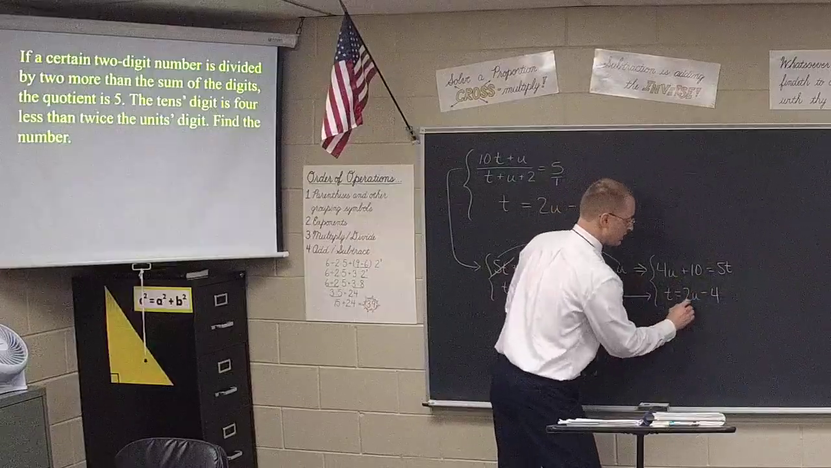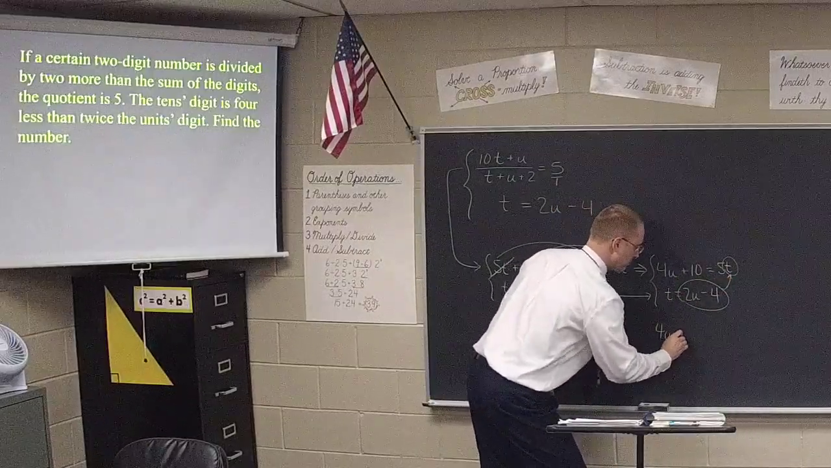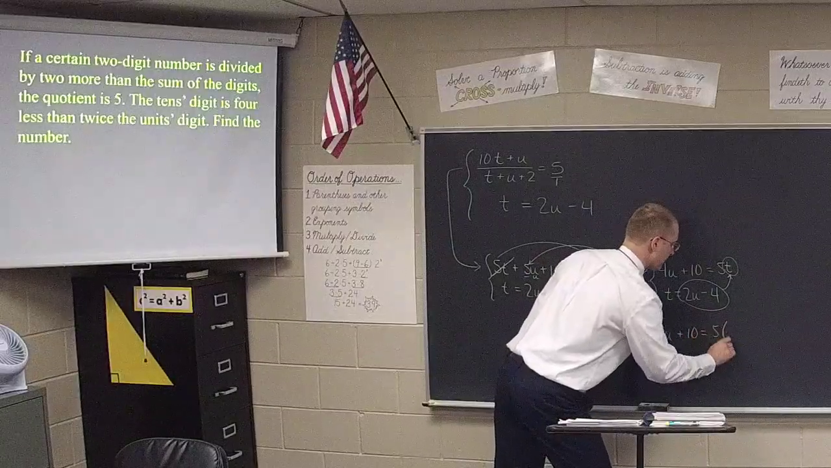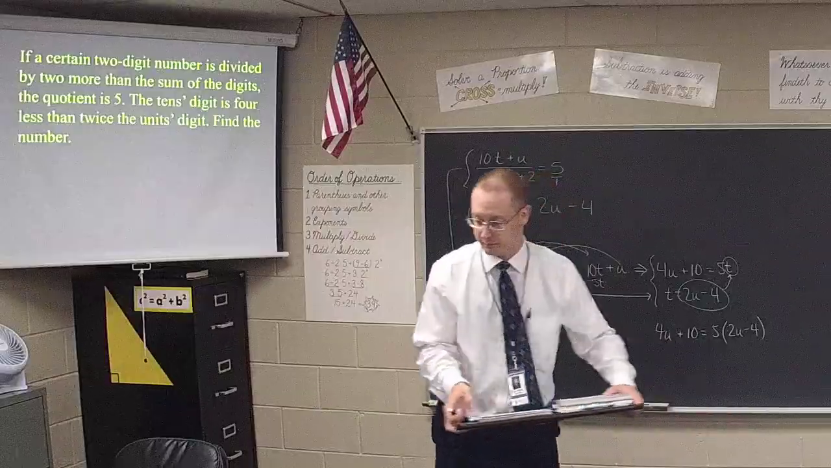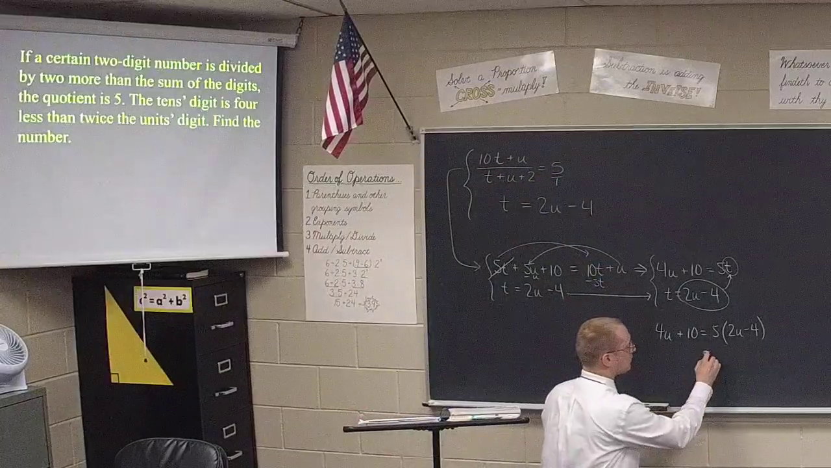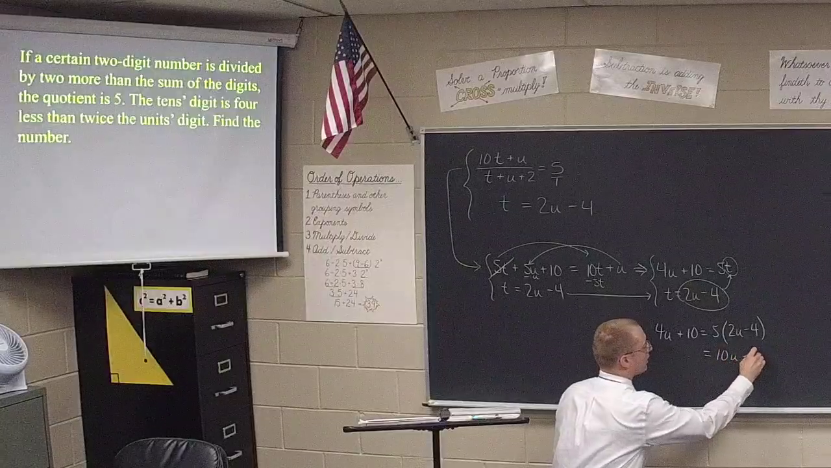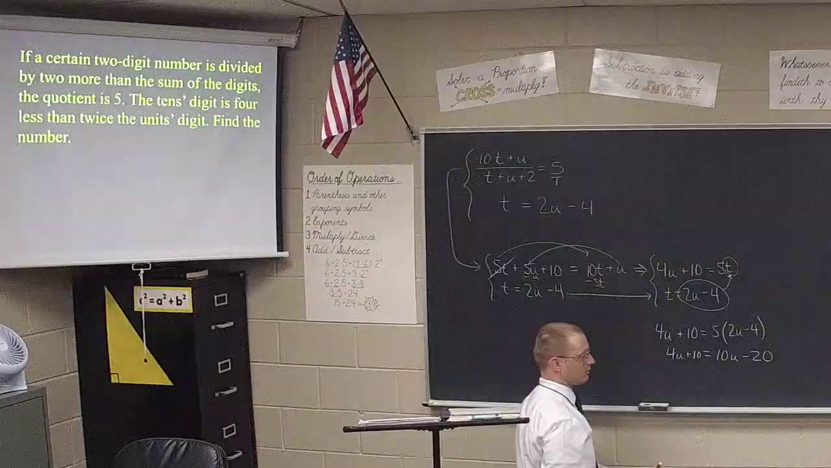Good, so we're just going to substitute in place of the t right here to get 4u + 10 equals, as he said, 5 times (2u − 4). Continue, Noah. And of course, over here we still have the 4u + 10.